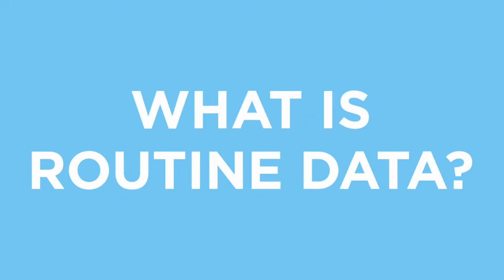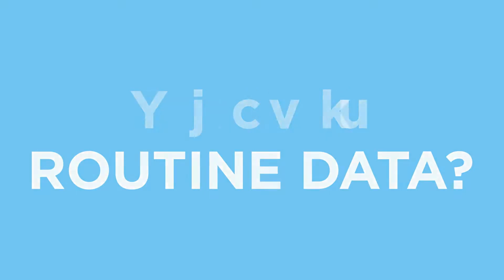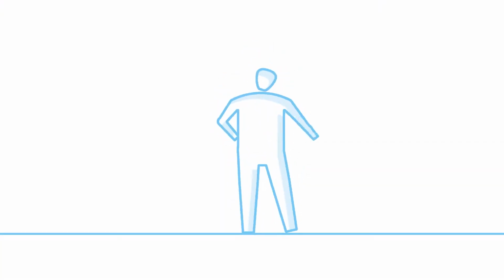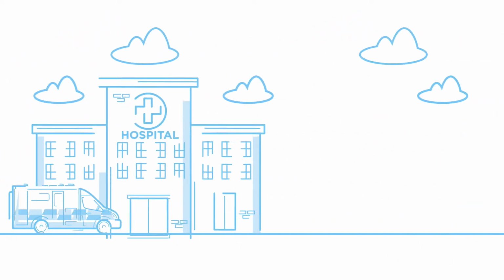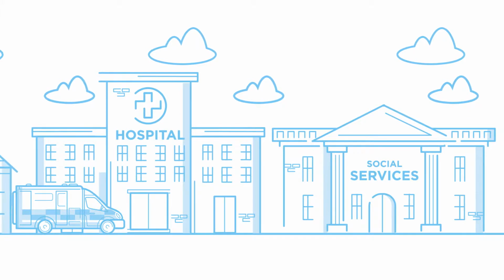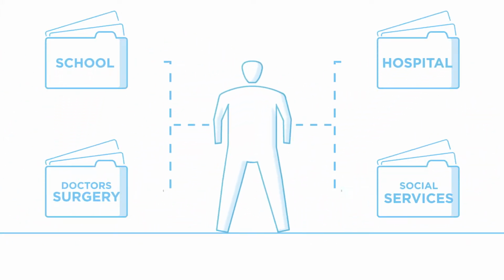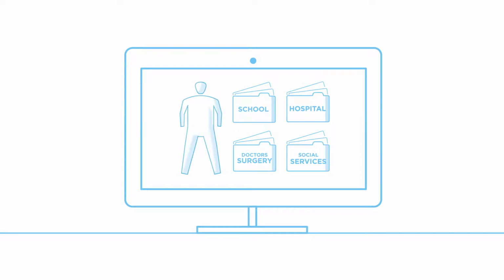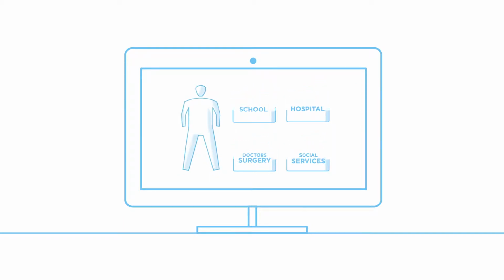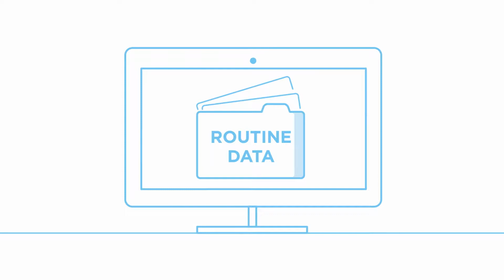Researchers often use and talk about routine data. This video is about what this means. All of us use public services at some point in our lives. This could be schools, doctors, hospitals, or social care. When we use these services, information about us is recorded. This is stored on a computer and held by a central public sector organisation. It's called routine data as it is collected routinely when people use public services.